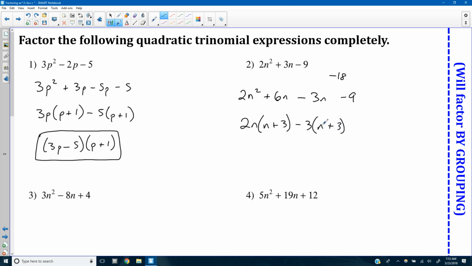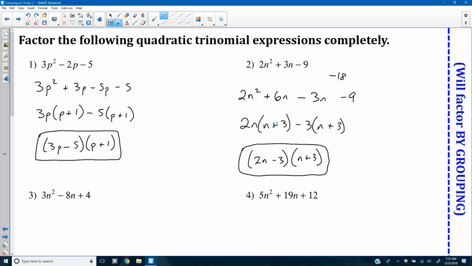Now, I wouldn't just write it out and say, oh, absolutely, that's going to happen. Make sure of it. Make sure you did your math right. Make sure you're practicing that math there. N plus 3 is a common factor of both items right here, and I'll be left with 2n minus 3 here. Okay. So these problems aren't that bad.